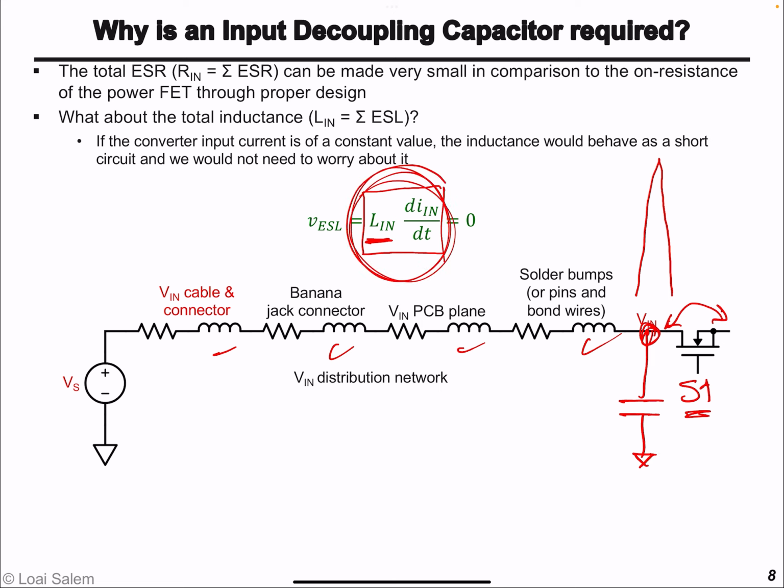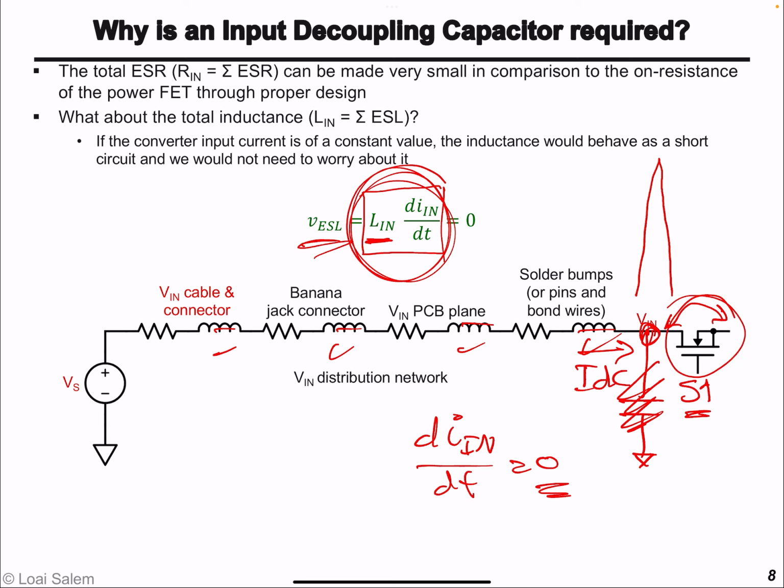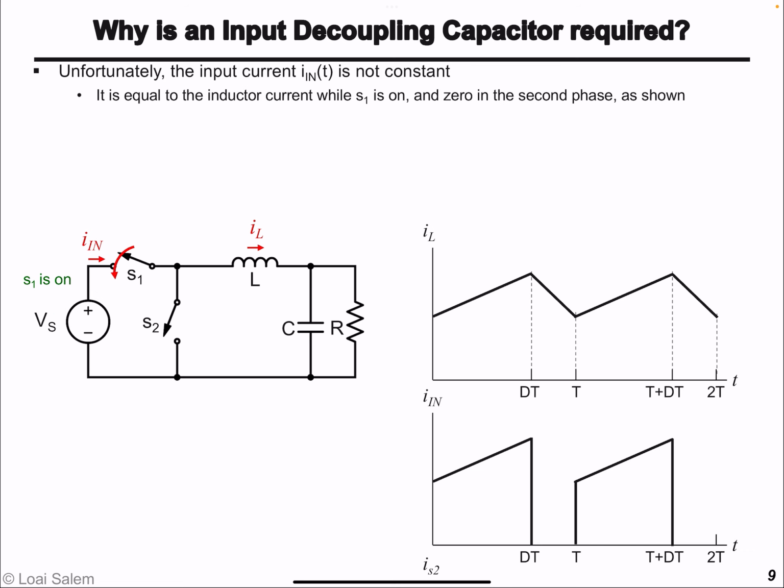And by the way, if the input current of the buck converter was DC, I_DC, the voltage drop across these inductors would be zero, because the voltage drop across an inductor is proportional to the rate of change in the current. If it's DC, that rate of change is zero, so there will be no voltage change across the inductance. However, the problem is that the input current of a buck converter is discontinuous. It periodically goes to zero every cycle.